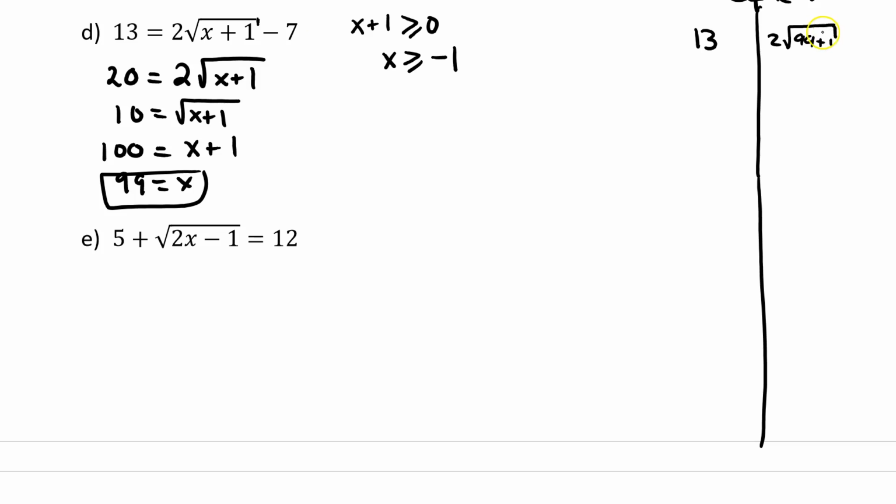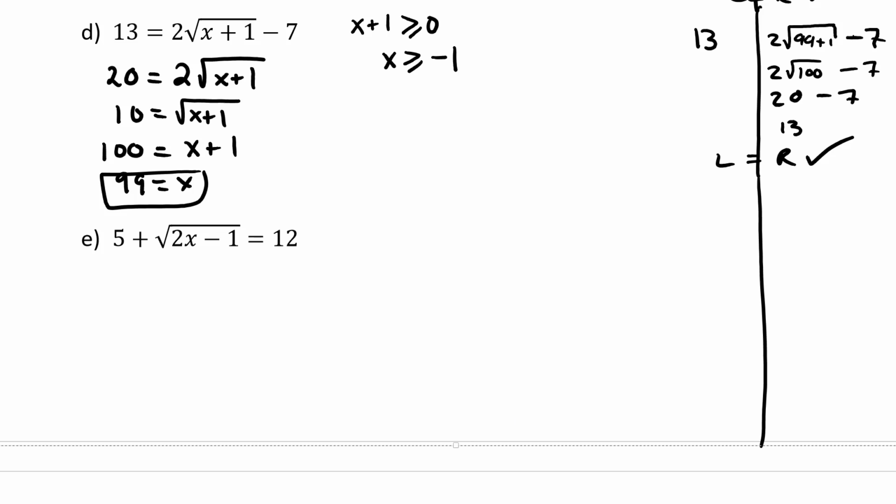So sometimes you'll see me kind of like draw it like this, because it's just a little bit more clear as to where the radical ends. But you can just pay attention to this here. And then I'm going to say minus 7. 2 times the square root of 100 minus 7. Square root of 100 is 10, times 2 is 20, minus 7, and that is 13. Left equals right. We are good.